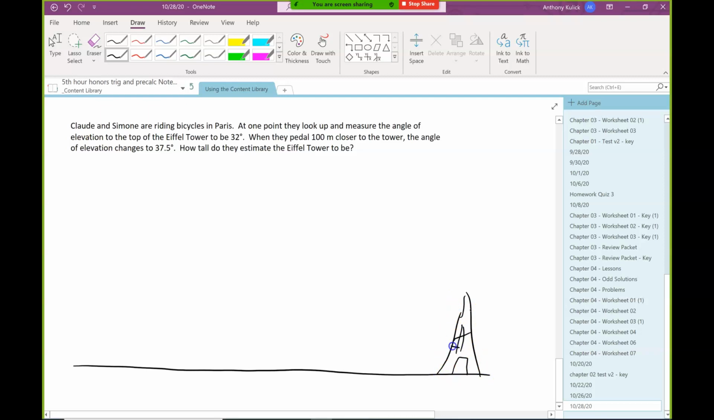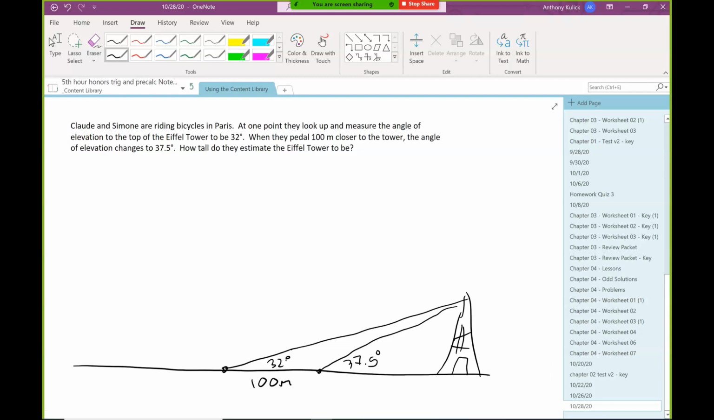So here's my Eiffel Tower. Okay, so our first spot, we got our angle of elevation to be 32 degrees. We did it again later, and as we got closer to the tower, we got 37.5 degrees. And we're told that we went 100 meters closer. So this is our situation.